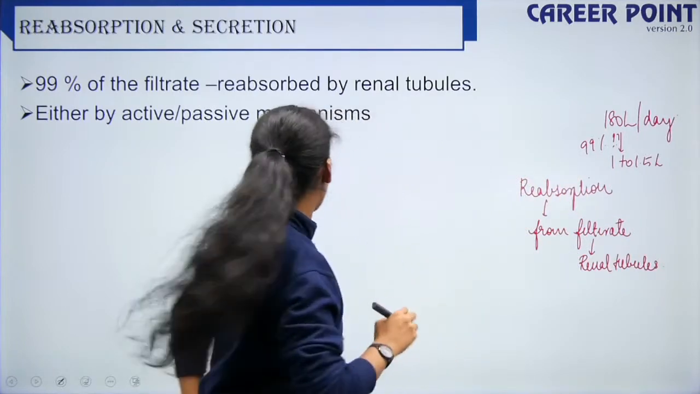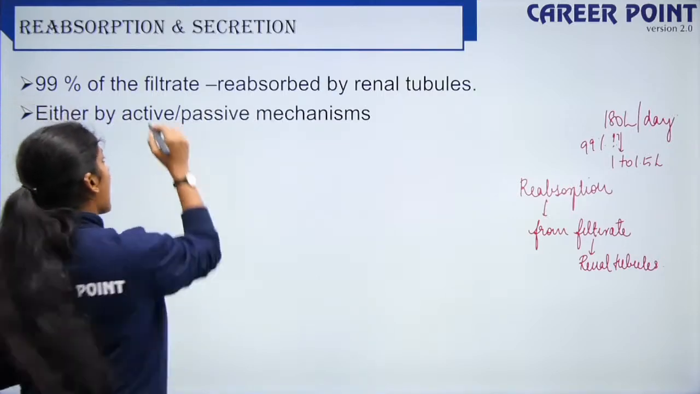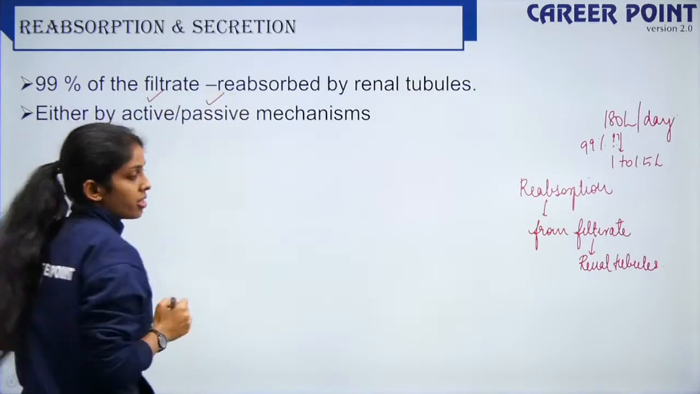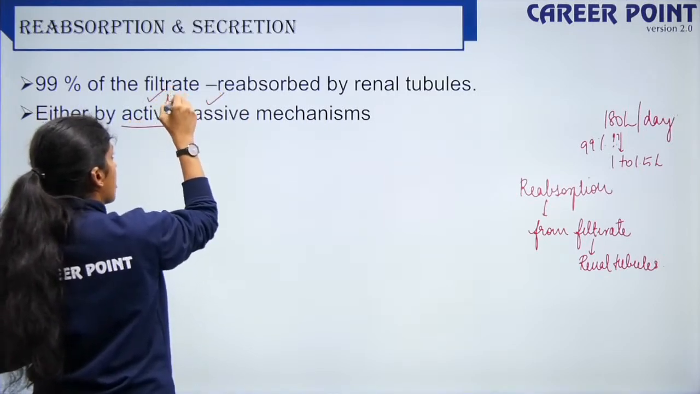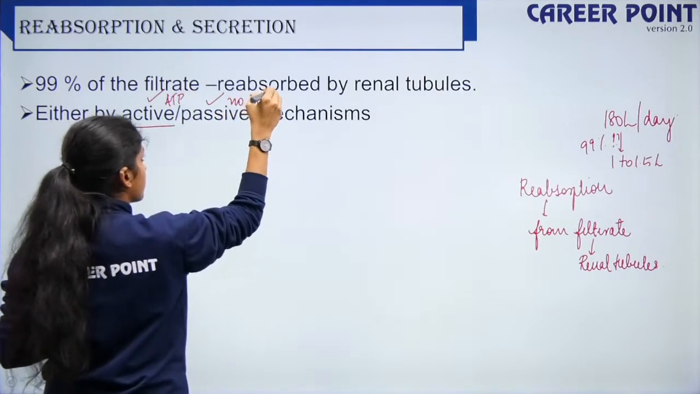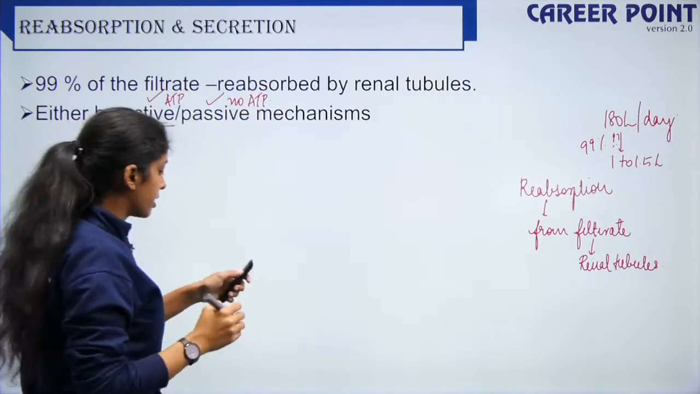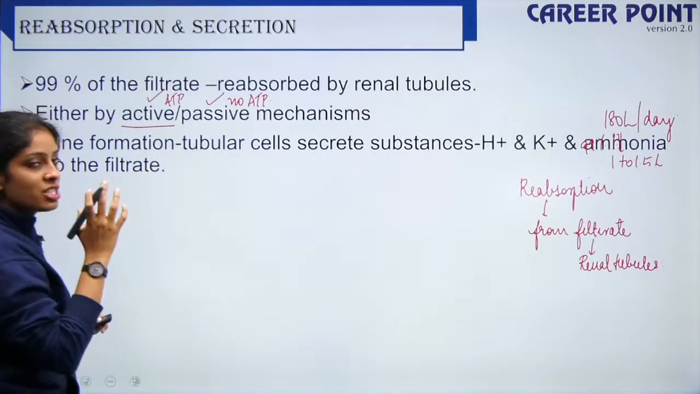Fine? Okay. So whatever is needed is getting reabsorbed either by active transport or passive transport. Active transport needs ATP and passive transport needs no ATP. Right? Okay. So urine formation, this is reabsorption.